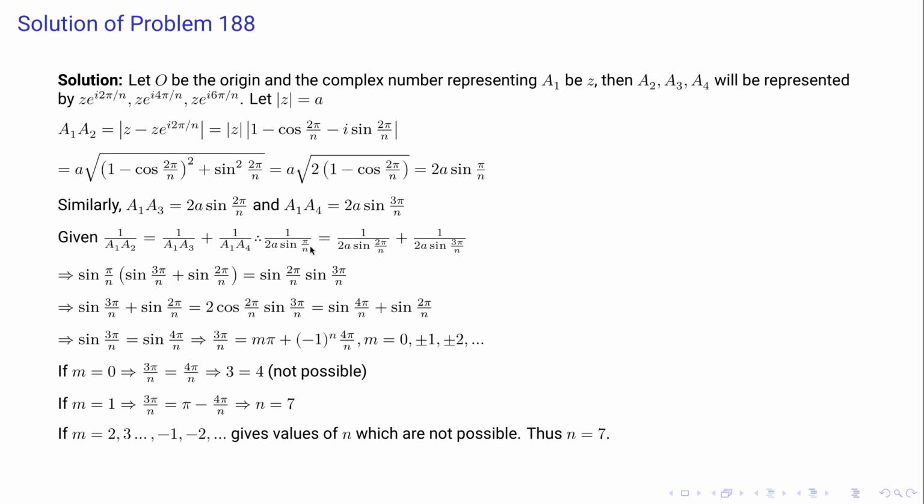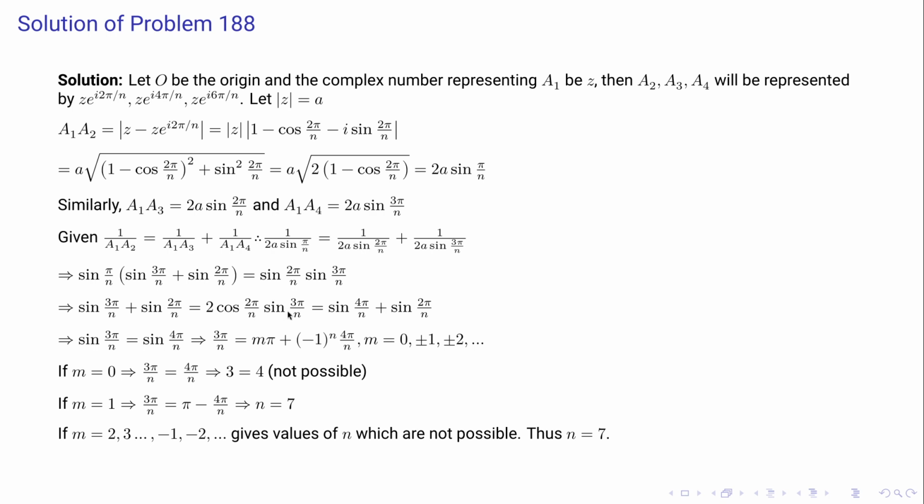So we have this value 2a will get cancelled, so we have sin pi by n into sin 3 pi by n plus sin 2 pi by n is equal to sin 2 pi by n into sin 3 pi by n. By taking LCM and cross multiplication, we arrive at this. Now from here we can write sin 3 pi by n plus sin 2 pi by n is equal to 2 cos 2 pi by n into sin 3 pi by n.